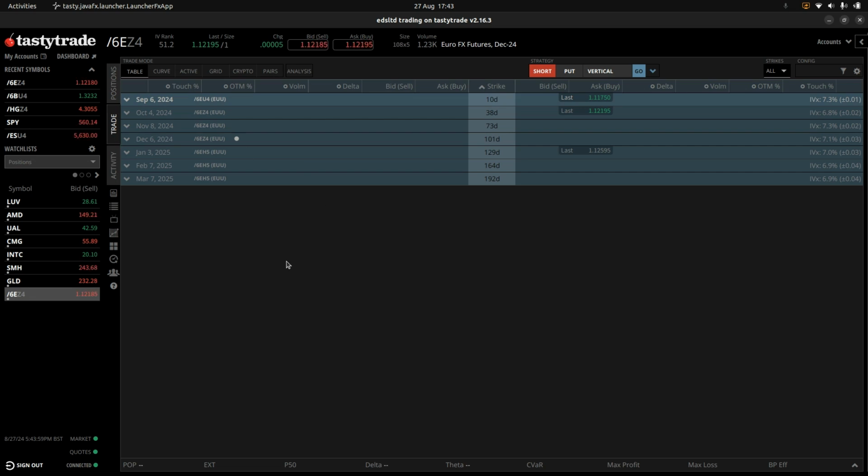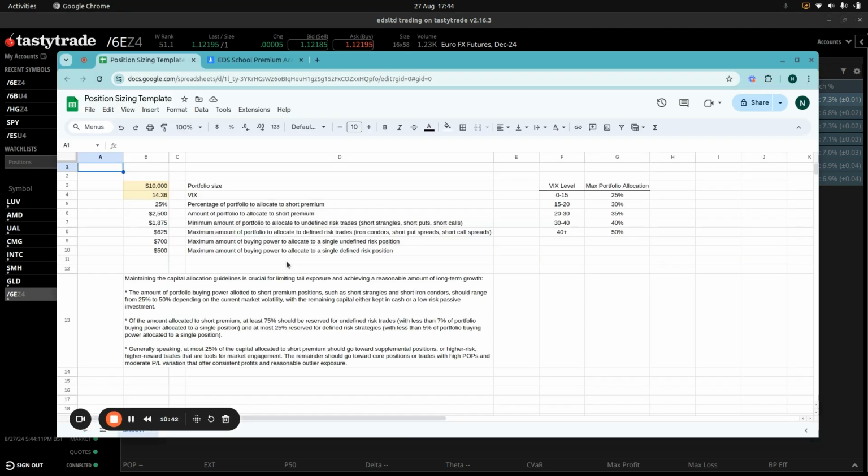When you are putting these positions on, you still need to adhere to the correct position sizing. Just because a trade is high probability, it doesn't mean that you can violate any position sizing rules. So what we've got is a position sizing template. What this allows you to do is put in the size of your portfolio, say $12,500, and let's say the VIX is at 18.26 or 29 even. Everything below will then be automatically calculated for you, and you can use this as the backbone of your portfolio and to see how you should best structure your portfolio moving forwards.